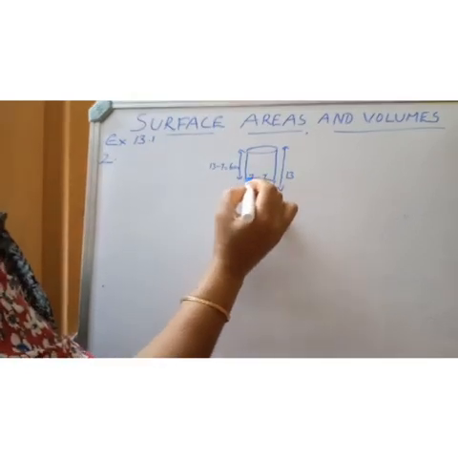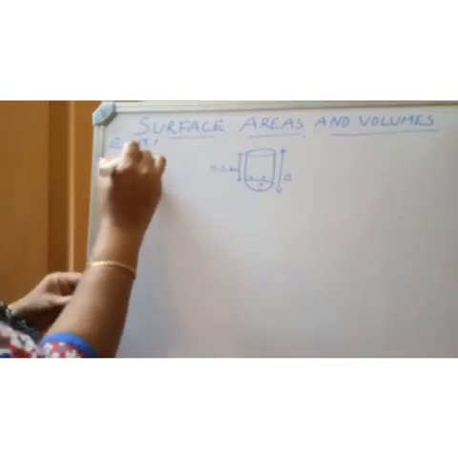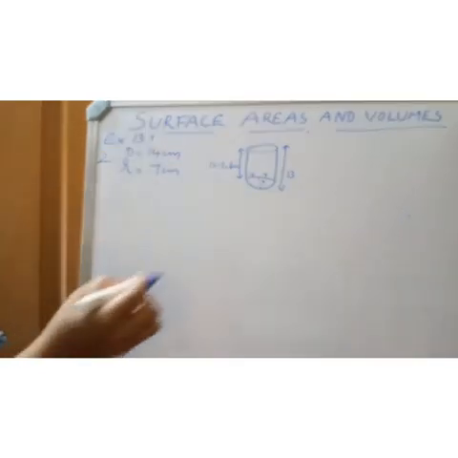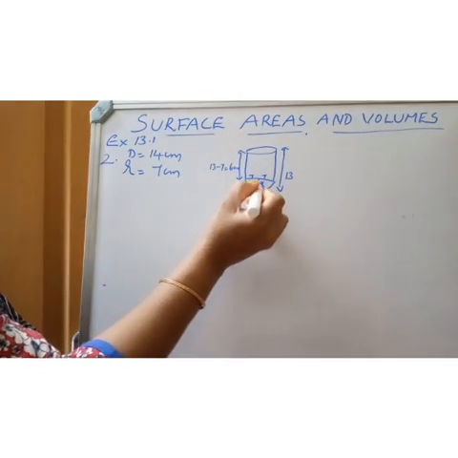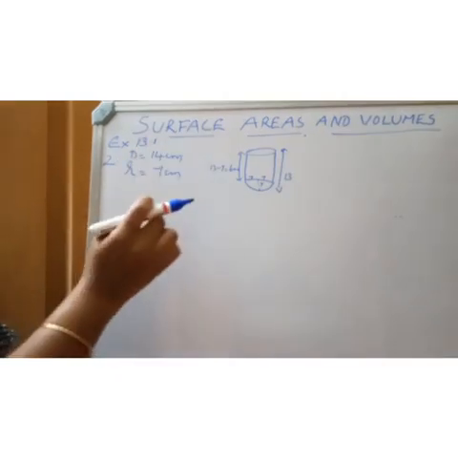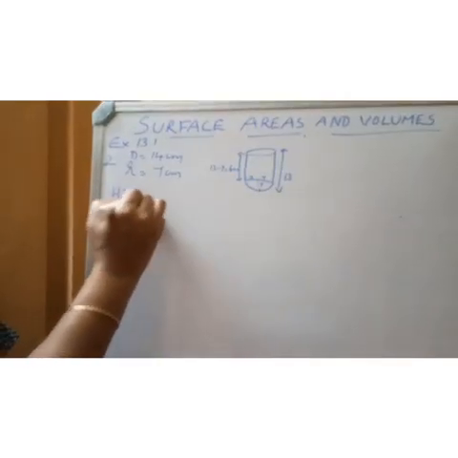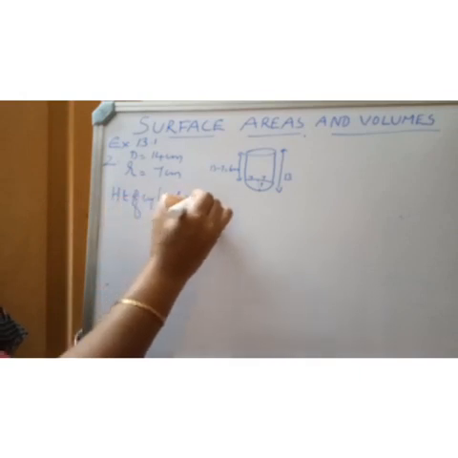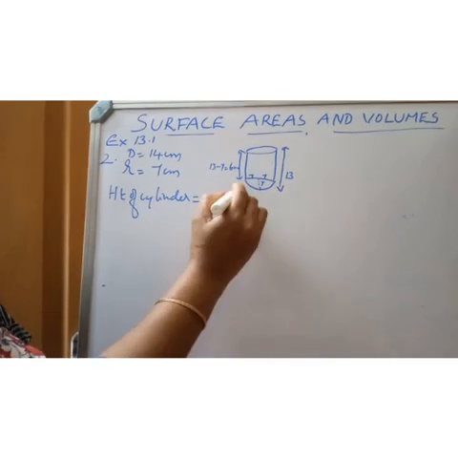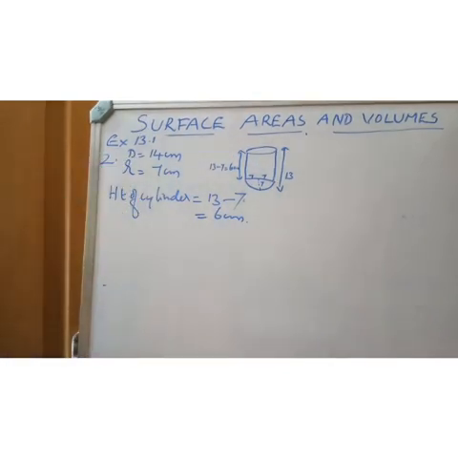So they are given the diameter as 14. So what will be the radius? Radius r equal to diameter by 2, diameter is 14 centimeter. So radius r equal to 7 centimeter. That is same as here 7, this also 7. What is the total height of the given shape? Total height is given as 13. So first we must find out the height of the cylinder. So height of cylinder equal to total height minus hemisphere's radius, isn't it? 13 minus 7, that is 6 centimeter. That will be the height of the cylinder.